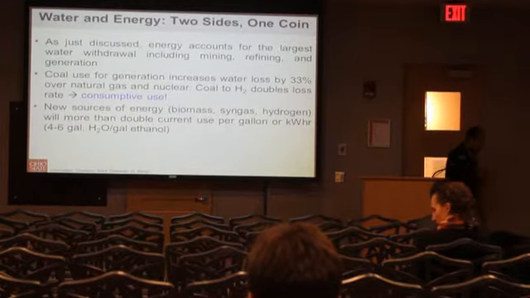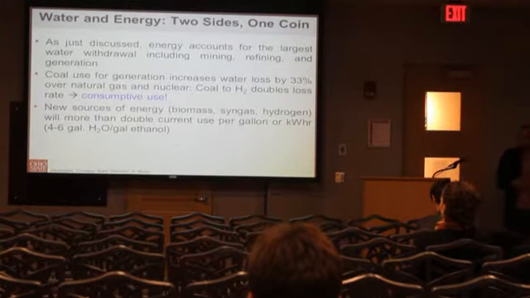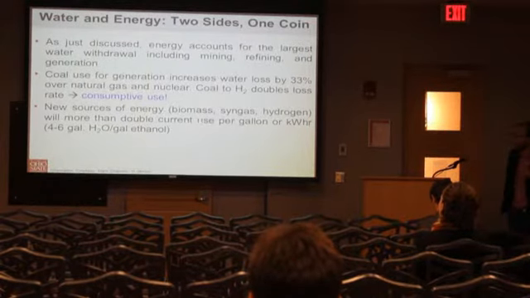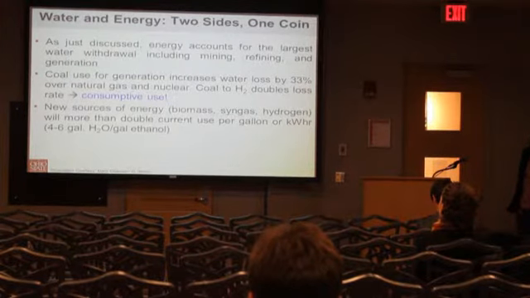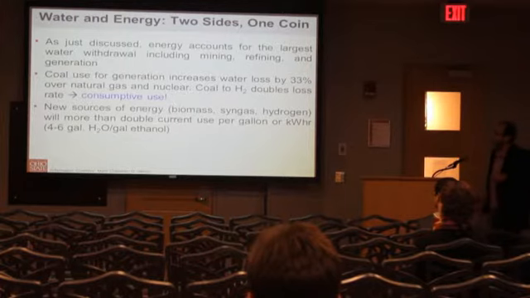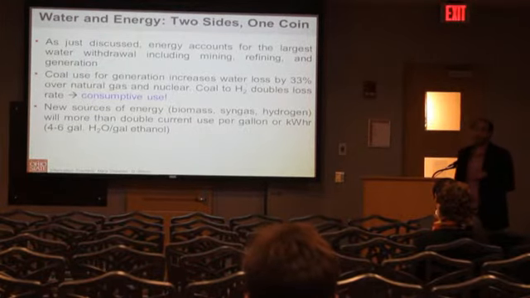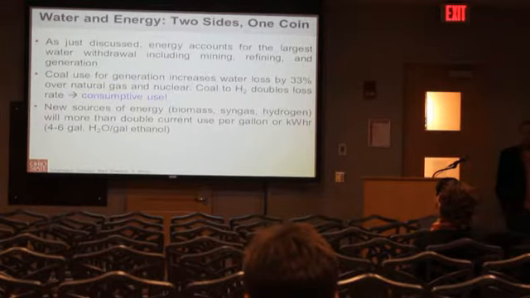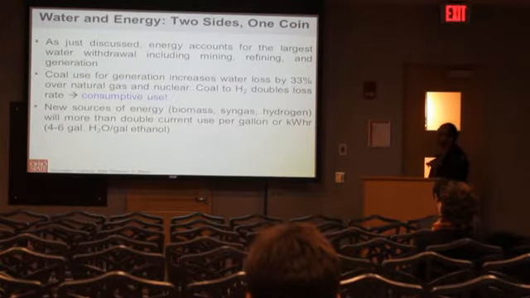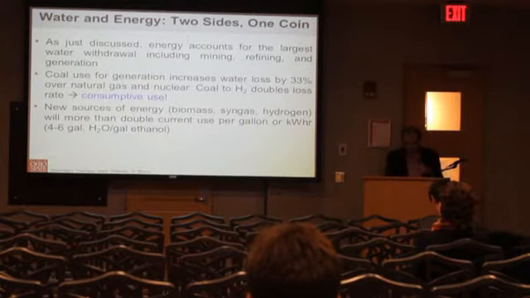There's lots of talk about new sources of energy, renewable sources of energy. Looking at biomass, syngas, hydrogen-based fuels. If we do transition to a lot of these, which is happening, we do need to get lots more water because we'll double the current use per gallon of water. So for example, corn ethanol requires 4 to 6 gallons of fresh water to get every gallon of corn ethanol. That's just refining. It does not account for the water that goes into growing the corn in the first place. That's about 1,000 times more than that. So, the amount of water we need to meet some of these energy uses is tremendous.